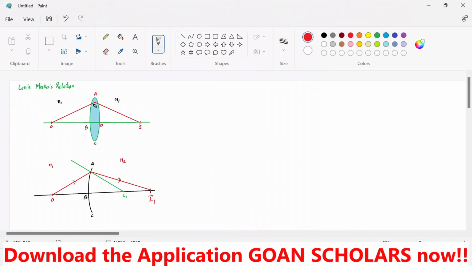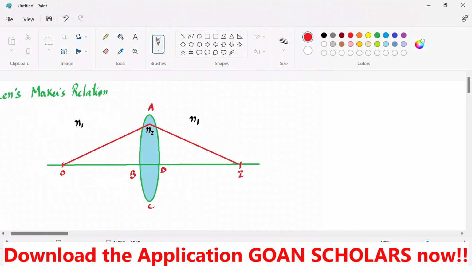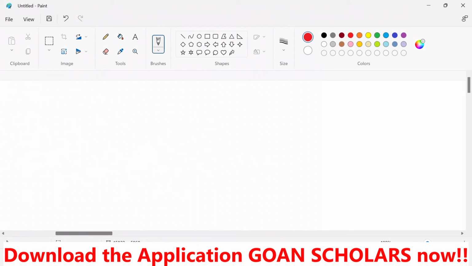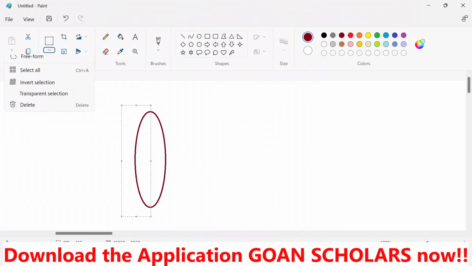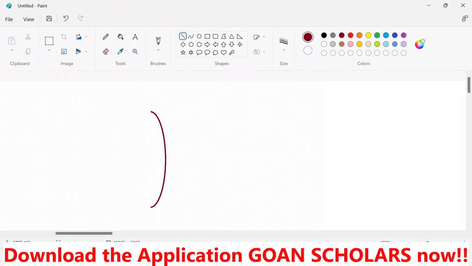Let's form the third image. So let me form a third image over here, for this convex part. Let me remove this. Pay attention to the third one. The third one is the most important. If you are clear with this one, then you are clear with the whole derivation.